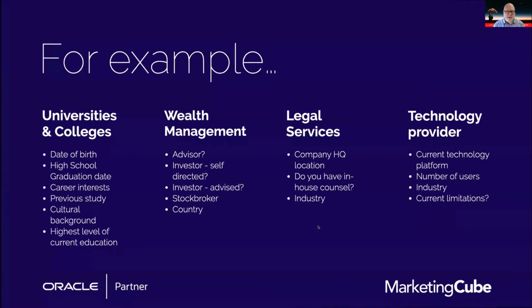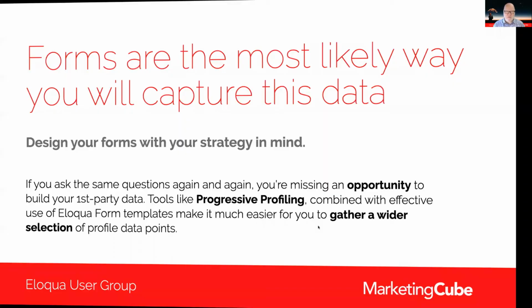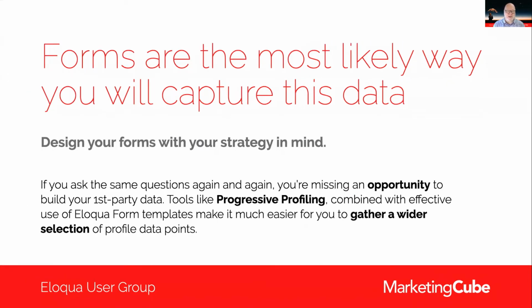So how do we obtain that information? How do we get that information into our systems? Well, forms from an Eloqua point of view are probably the most likely way that you'll capture that particular data. But the key here is we can very easily fall into a trap of simply asking the same questions again and again. And if we do that, we're really missing an opportunity to grow our first-party data.